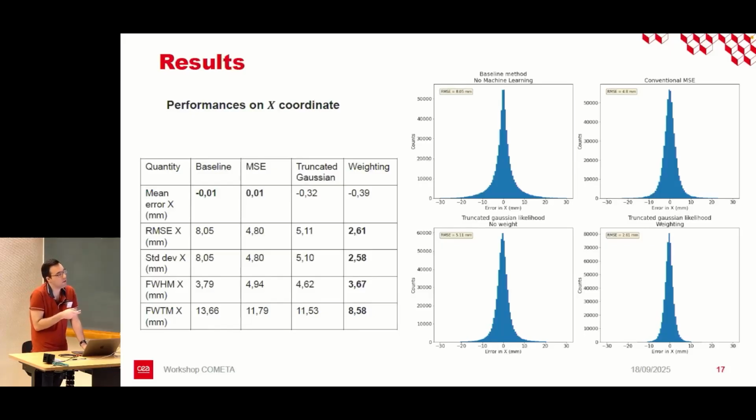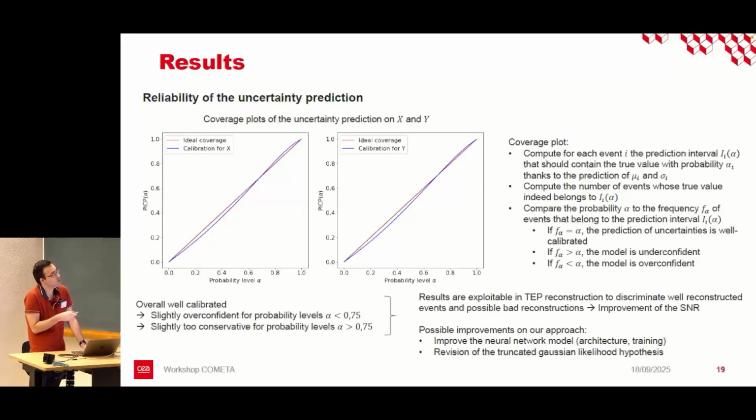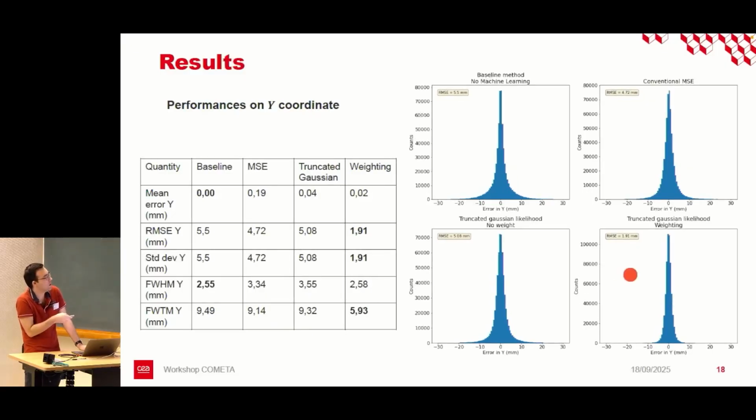If we focus on the X and Y positioning separately, we can see here that using the Bayesian method, the standard deviation is 8 millimeters on the X coordinate, which is the coordinate that is the most difficult to reconstruct. And by using the truncated Gaussian likelihood with the weighting parameter, we have 2.5 millimeters, which is quite correct according to the objective. For the Y coordinate, which is here, we have a better resolution. We have 2 millimeters by using the weighting.